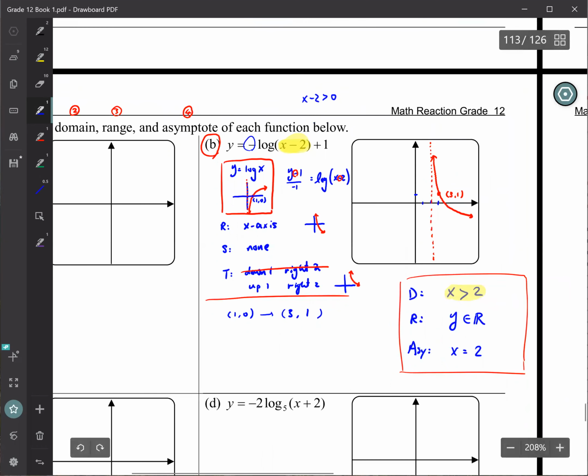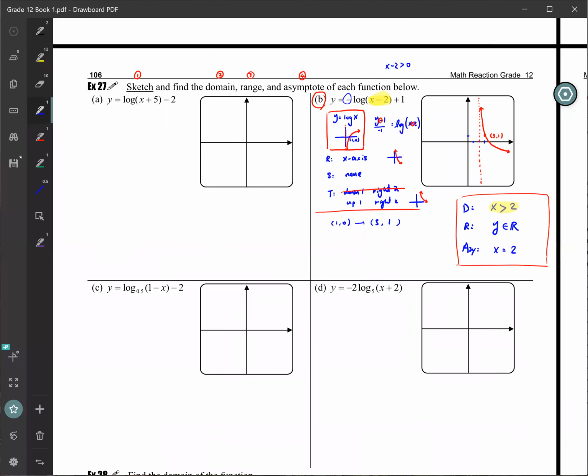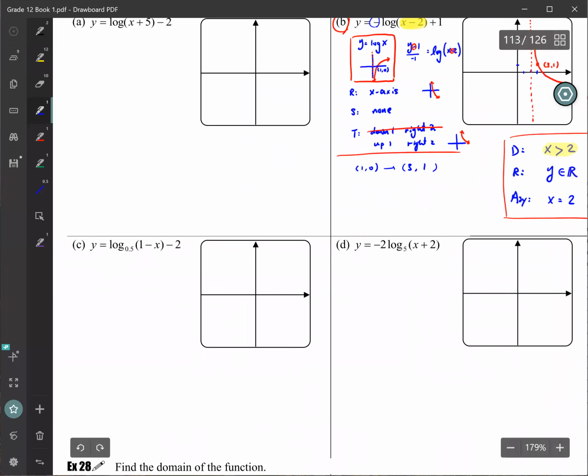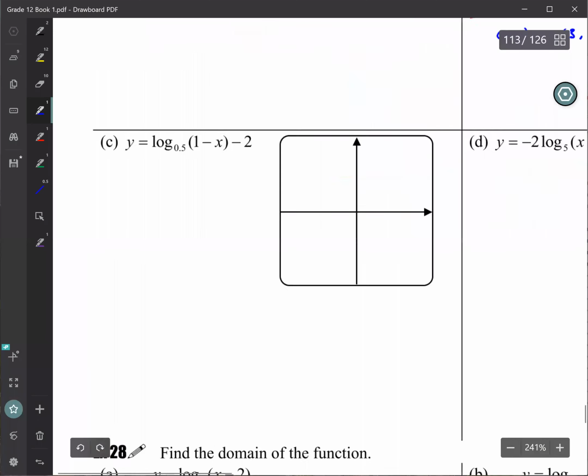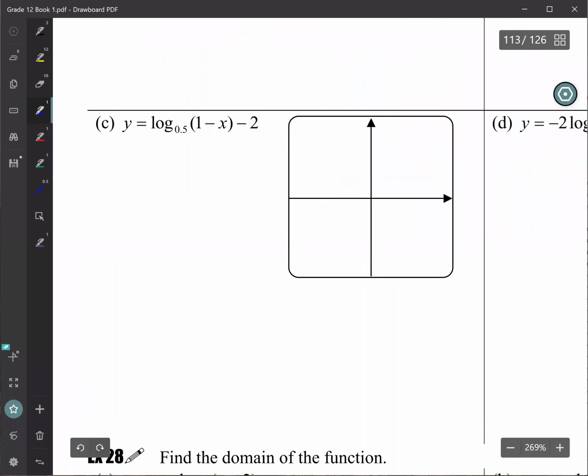So question C will be similar, okay? Except it's a decreasing one, right? As you can see, this one has a base of 0.5. That base is between 0 and 1, all right? So this one is decreasing to start. So log base 0.5, okay? So this one is the decreasing one. Decreasing looks like this, okay?